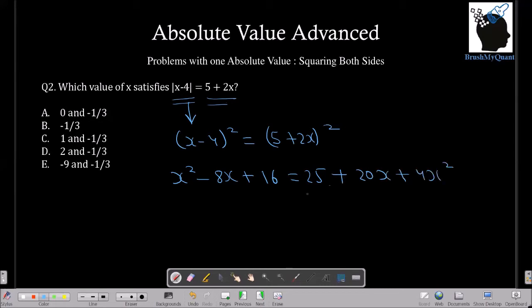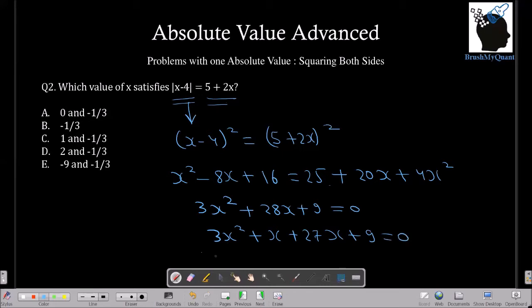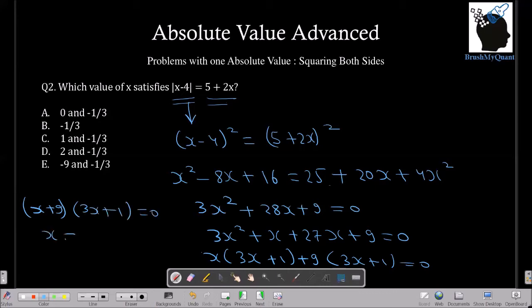We can shuffle the terms and simplify this to have 3x square plus 28x plus 9 is equal to 0. And we know 3 into 9 is 27. So we can split 28x as x plus 27x plus 9 is equal to 0. We can take x common and have x times (3x plus 1) plus 9 times (3x plus 1), which is nothing but (x plus 9) multiplied by (3x plus 1) is equal to 0, or x is equal to minus 9 or minus 1 by 3.